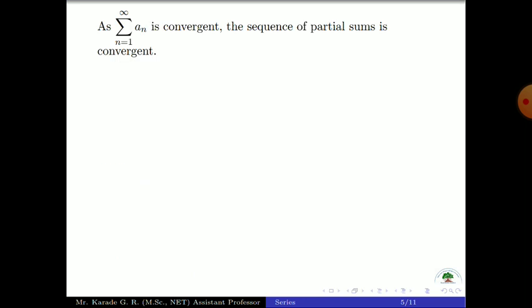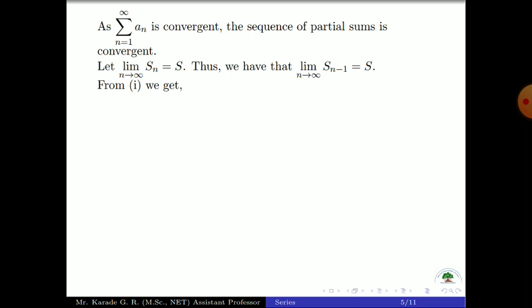As the series summation an is convergent, the sequence of partial sums is also convergent, and suppose that the sequence of partial sums converges to S. So the limit of Sn is equal to S. Similarly, Sn minus 1 is a subsequence of the sequence of partial sums, and that subsequence also converges to S. So limit of Sn minus 1 as n tends to infinity is also equal to S. Now from equation 1, which we have written above, if I take the limit of an as n tends to infinity, an is nothing but Sn minus Sn minus 1, and the limit of Sn and Sn minus 1 is the same, and that limit is S.